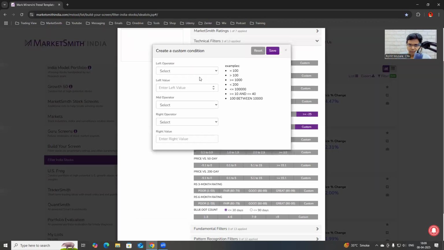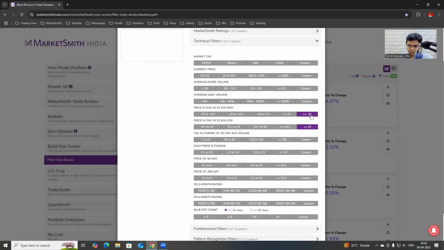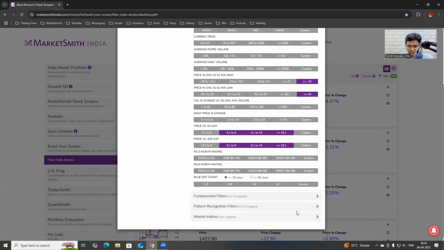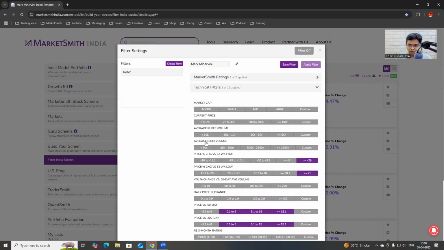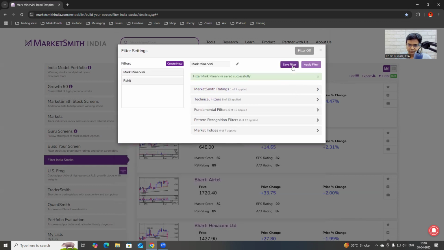And 52-week low, this should be greater than or equal to 25. So from 52-week low, it should be up at least 25%. So we are not picking the bottom. We are getting into stocks that have already recovered 25% or more from the 52-week low. Okay. So minus 25, plus 25. And then price versus 50-day. The price is above the 50-day, price is above the 200-day. That's it. This is all that is needed. No fundamental filters required, no pattern recognition filter, no market index filter. So this is a very broad filter, no liquidity filters. Okay, we'll save this, and now let's see what comes.